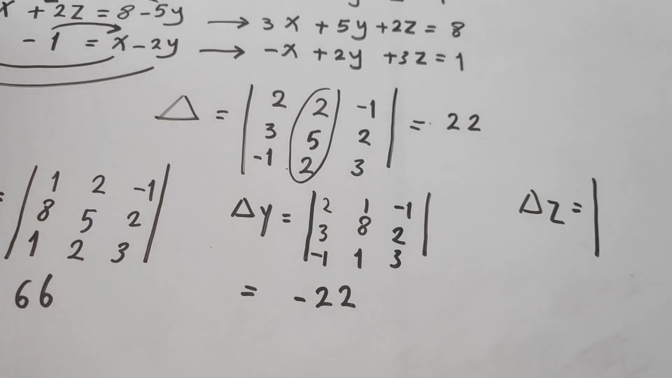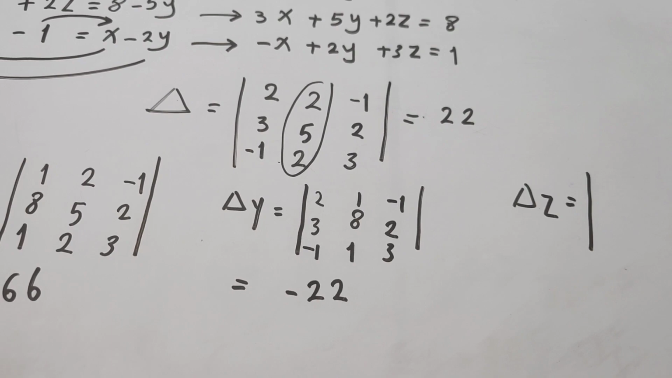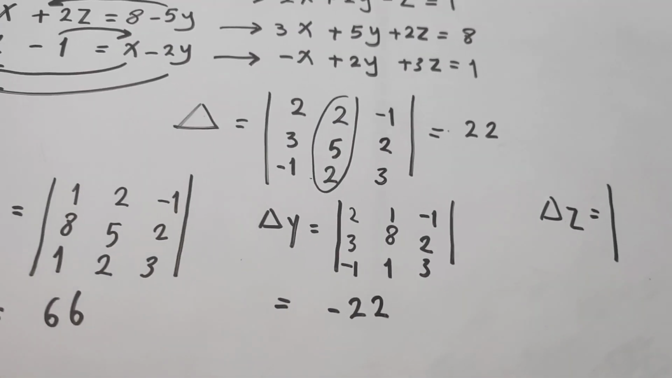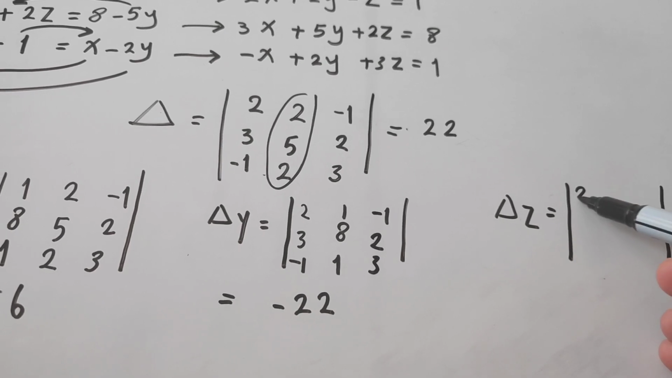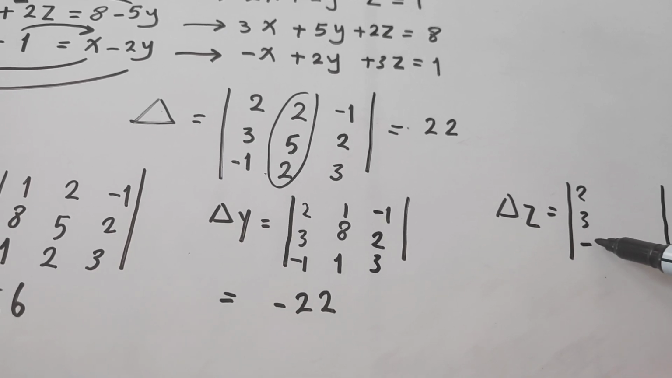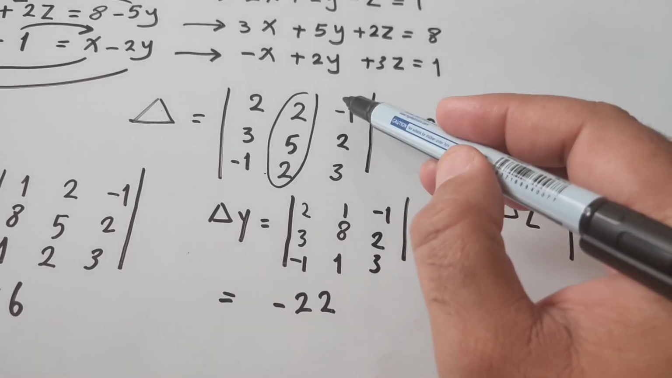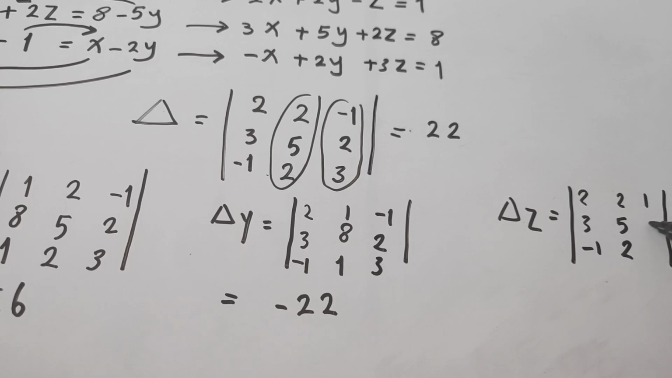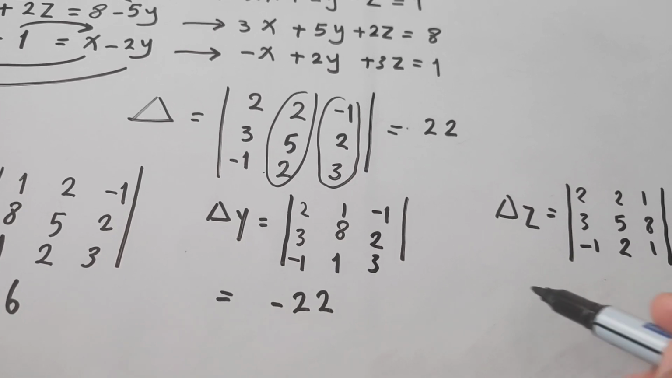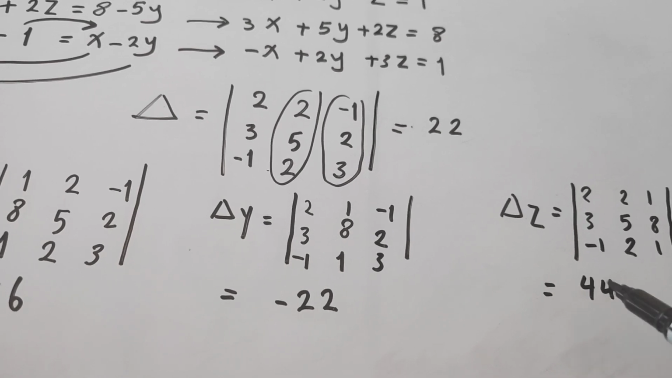Delta z, we change the column of z. Okay, we write 2, 3, negative 1, 2, 5, 2. We change this column to 1, 8, 1. We find the value of delta z equals 44.